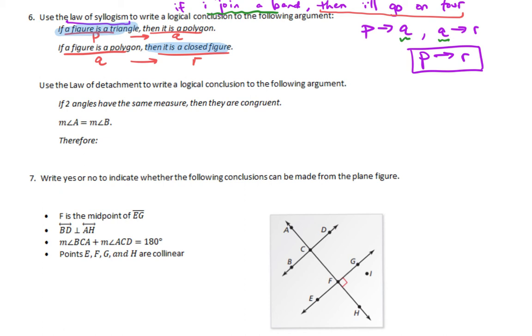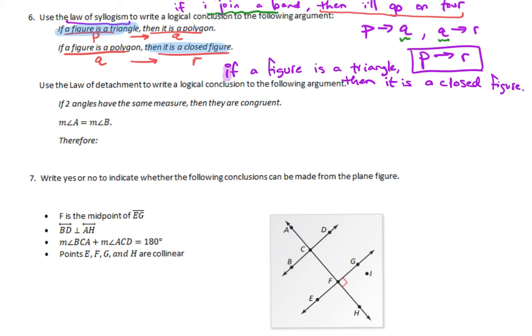So our conclusion would be, if a figure is a triangle, then the last thing is going to happen. Then it's a closed figure. Cool, cool. All right, so there's your law of syllogism.